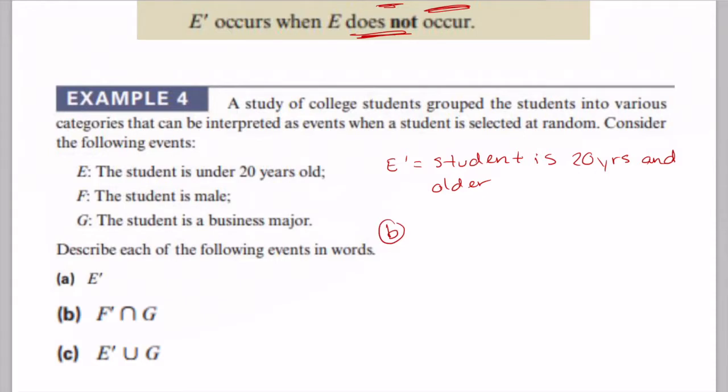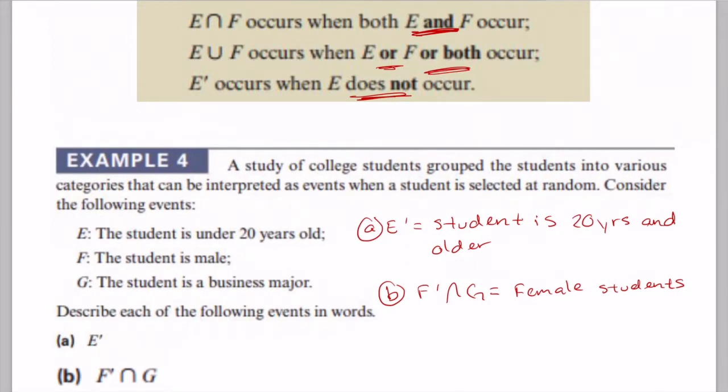B, F intersection G. F is the student is male, and G is the student is a business major. So that's going to equal female students. And remember, intersection is "and". So both have to occur, and have a business major.